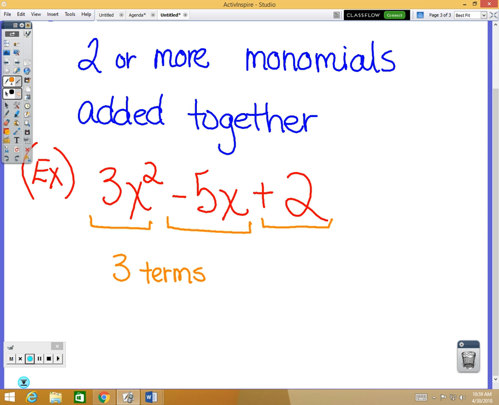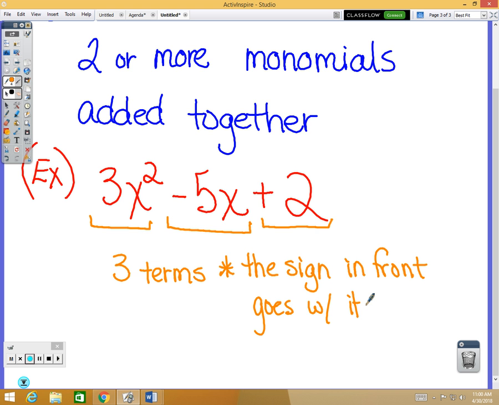And we need to remember when we're looking at these terms that the sign in front of it, whether a positive sign or a negative sign, a plus sign or a minus sign, goes with it. The sign in front goes with it. So that was really important when we were combining like terms, to know that the sign in front of the term goes along with it.